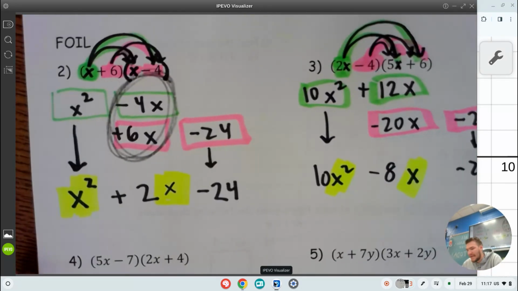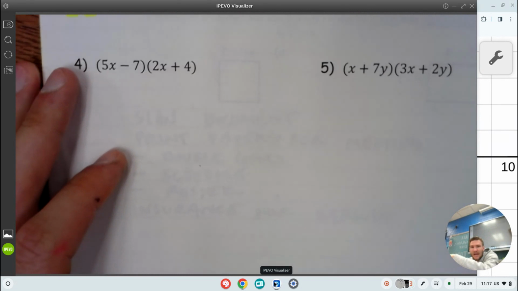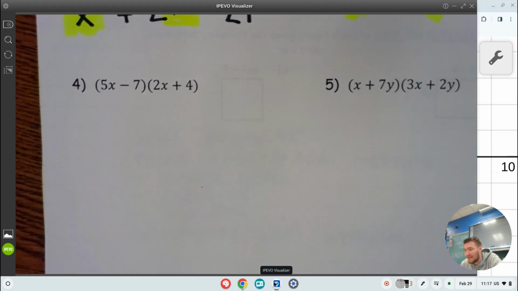Okay, next question. I'm going to give you guys a head start. I'm going to let you guys work on this for 90 seconds. See how you can do. Draw your boxes, draw your arrows, do your multiplyings.